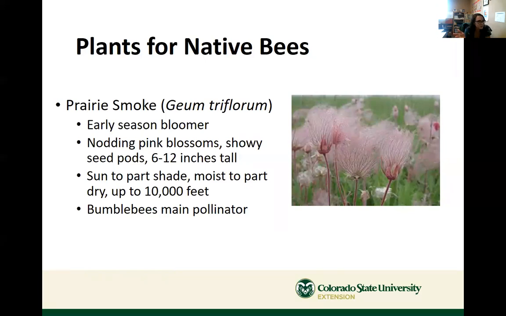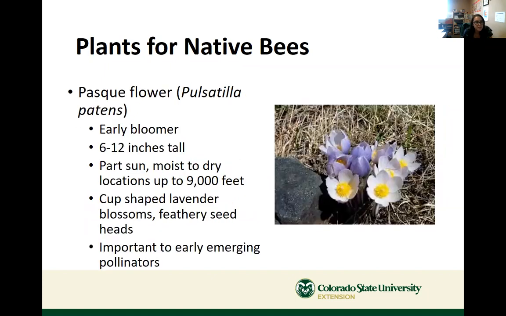I mean, it looks like something out of Dr. Seuss. I love those. They're so cool. Bumblebees are their main pollinator. Very showy seed pods. I just absolutely love them. Pasque flower is going to be a very early bloomer. Great for those early emerging bees. I just love the shape of this flower, and they're just so pretty. And if you see them somewhere early in the spring, they'll be covered in those early emerging pollinators.